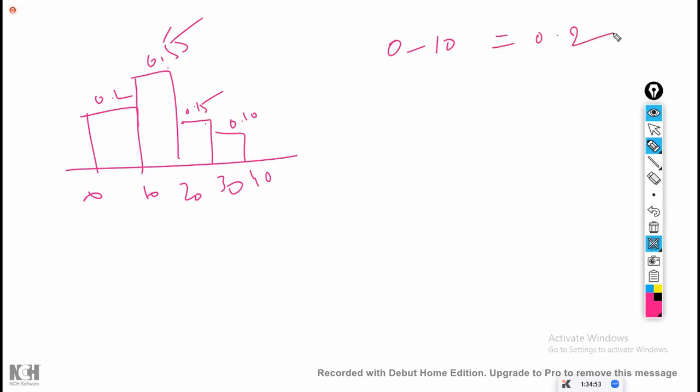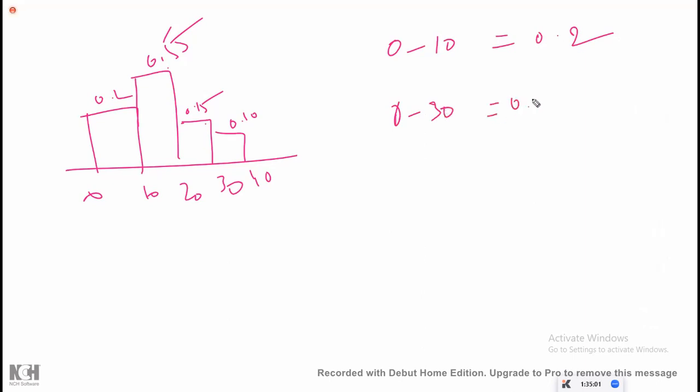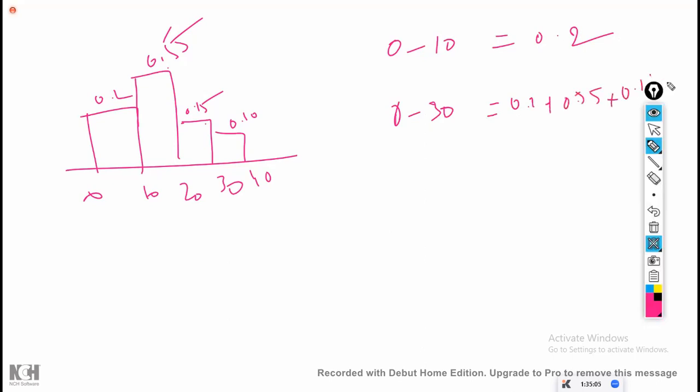0.2. Now, if I ask what is the probability from 0 to 30, what is the answer? That is 0.2 plus 0.55 plus 0.15. I'm asking up to here, what is the probability? You are accumulating three probabilities. That is called cumulative probability. Cumulative probability is called cumulative density. Now it is clear what is meant by cumulative density.